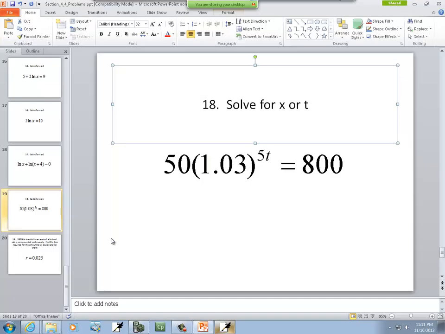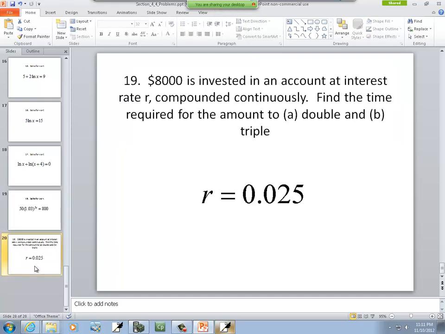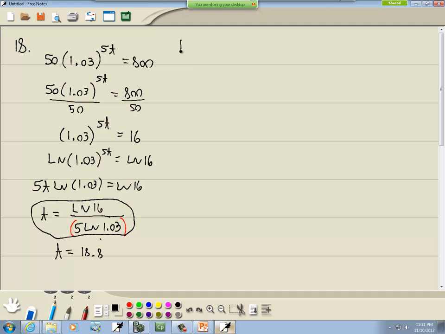So let's look at our last problem. It says 8,000 invested in an account at interest rate r, compounded continuously. Find the time required for the amount to double and triple. Okay, so it's compounded continuously, so it's our Pert formula. It looks like this, if you remember that from college algebra.